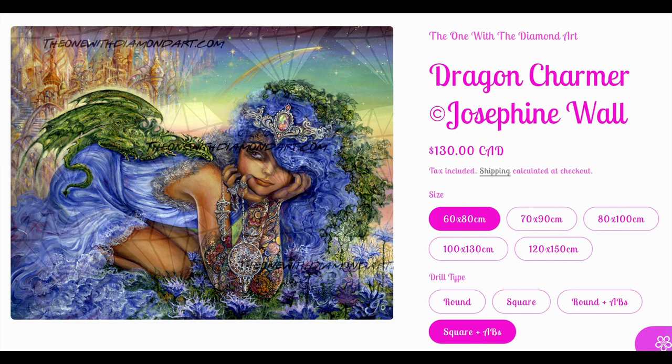Today we're going to unbox Dragon Charmer. It's a Joesphine Wall licensed kit from the one with the diamond art. And here's what I ordered on the screen. Isn't she so pretty and cute? I just think this is an awesome image.